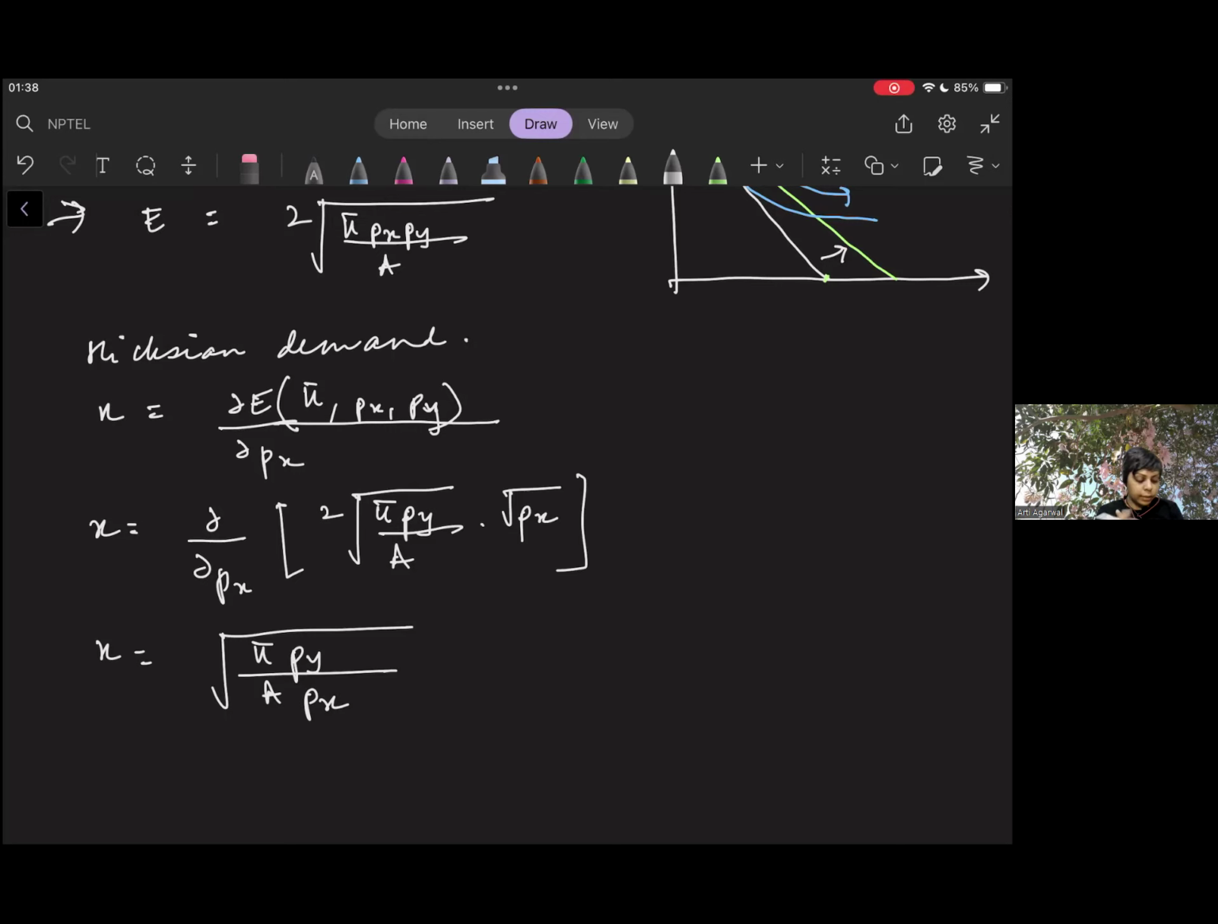Questions? I've just taken the derivative, that's all. I've separated out the terms which are constant, and I've just taken the derivative with respect to px here.